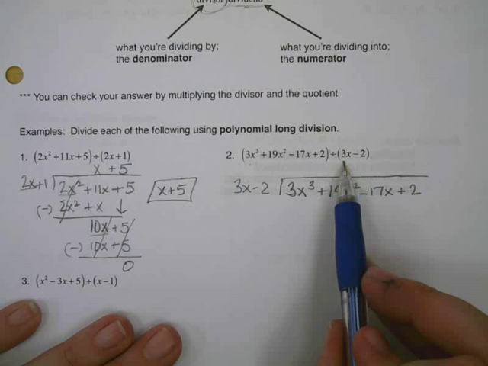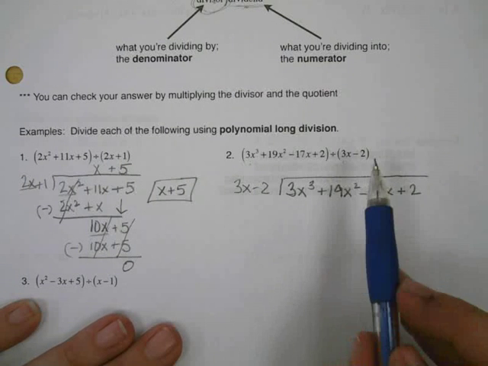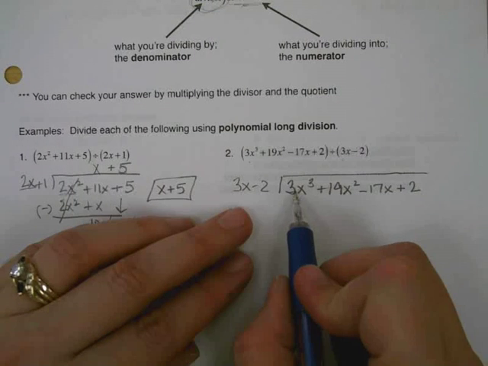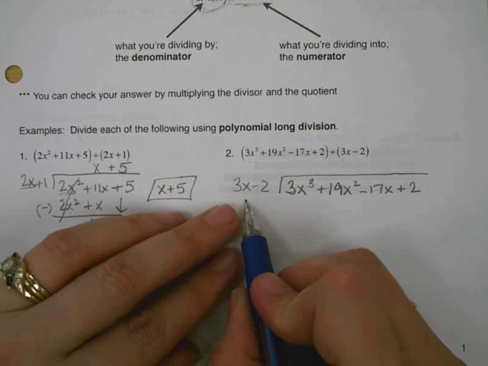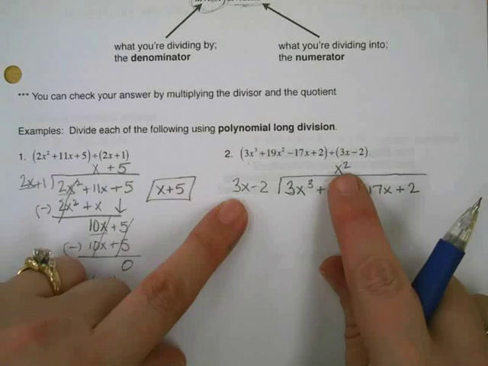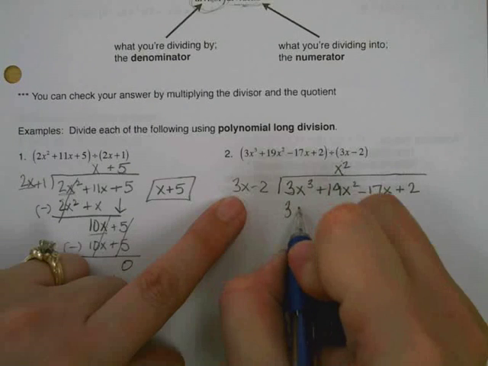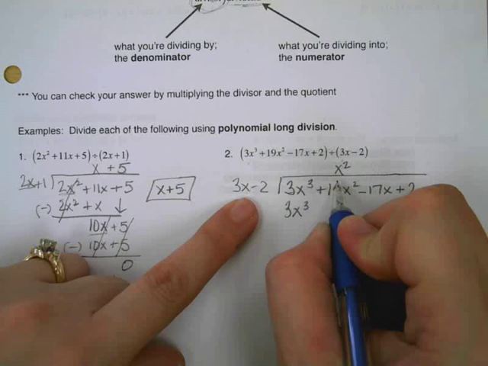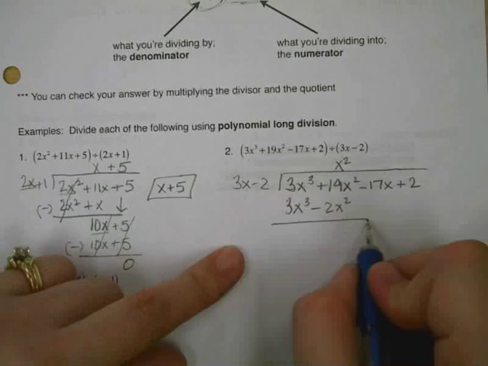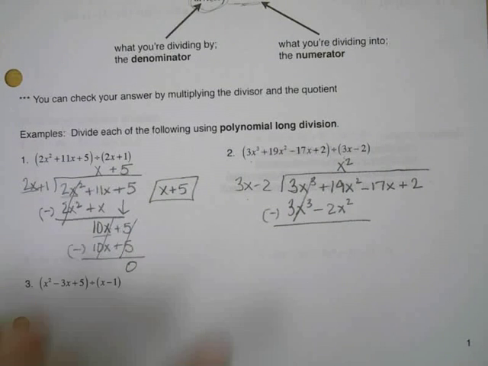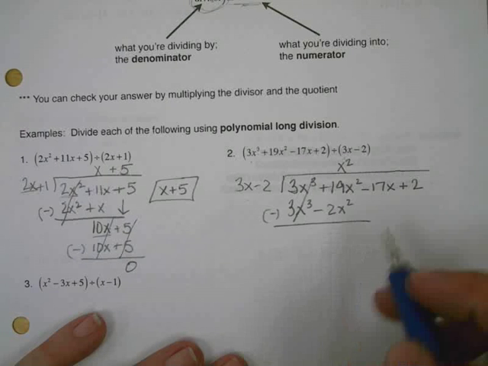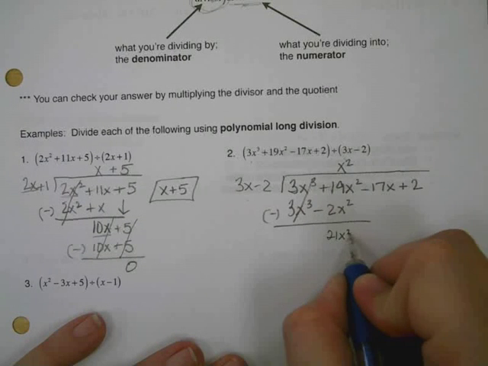Now this time, because you're starting with a cube and you're dividing it by an x to the first, your first term should be something squared using exponent rules. So 3x cubed divided by 3x should leave us with x squared. Again, multiply them out. X squared times 3x is 3x cubed. And x squared times 2 is negative 2x squared. Subtract. 3x cubed minus 3x cubed cancels. 19x squared minus a minus, which makes a plus, 2x squared makes 21x squared.